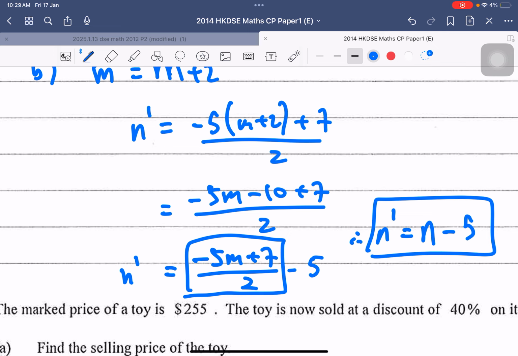So what are you going to say? So the new n is going to be decreased or increased? So decreased by 5. Okay, understand? So what if you just write like n equals to negative 5? You write n equal to n minus 5. How do you write, like n equals to negative 5? No.